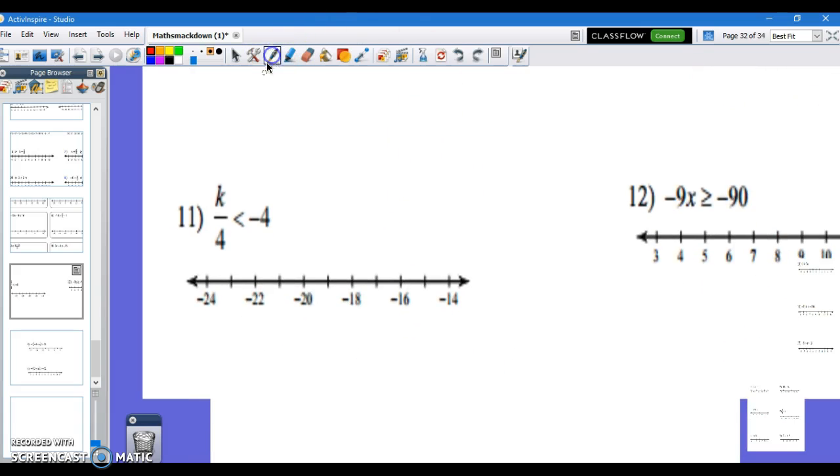Do number 11. Skipping around a bit. This means division, so multiply the 4 out. Long story short, that's going to cancel, leaving you k is less than negative 16.